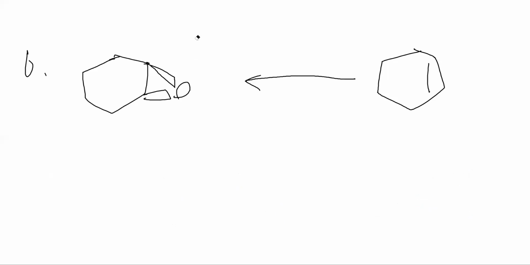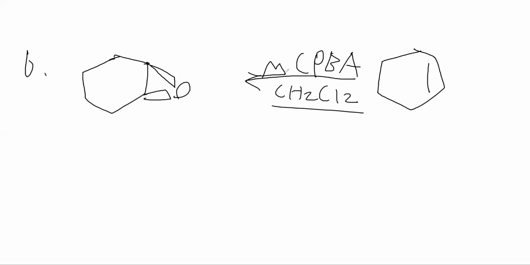And these sets of conditions aren't exactly obvious for how to form an epoxide, but one of them that forms it in a single step is MCPBA with CH2Cl2. The solvent's not super important, but the MCPBA is what you absolutely should know. That will form an epoxide with a double bond.